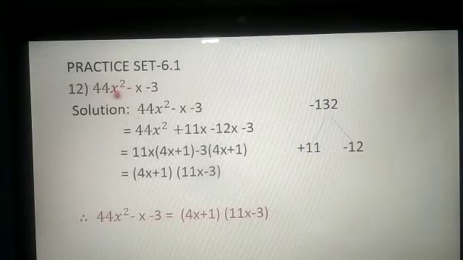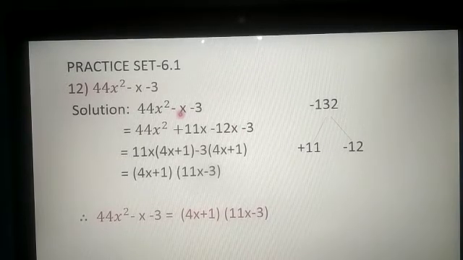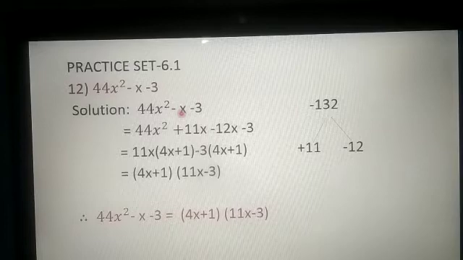See here, 44x square minus x minus 3. So what is the coefficient of x square? 44. 44 is multiplied with minus 3. What will we get? Minus 132, right? Now we will find the factors of minus 132 as plus 11 and minus 12, so that if we add these two numbers, we will get minus 1. That is the coefficient of the middle term, right?